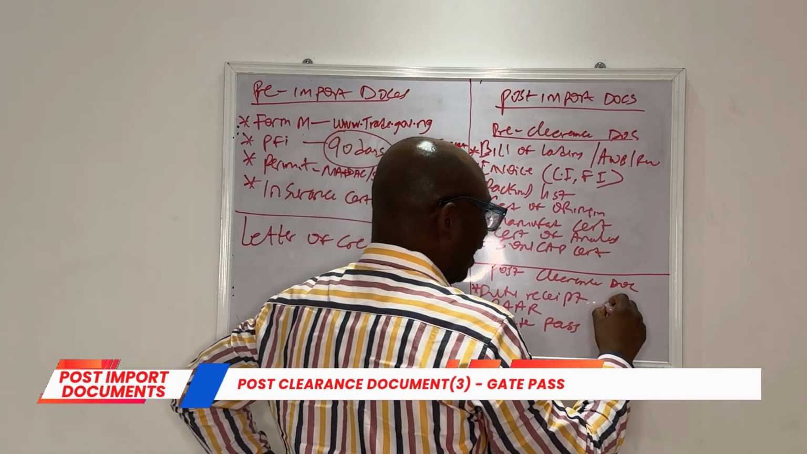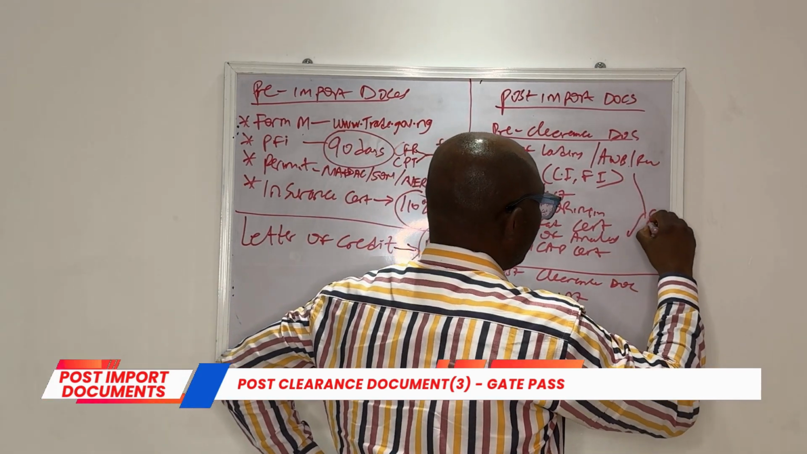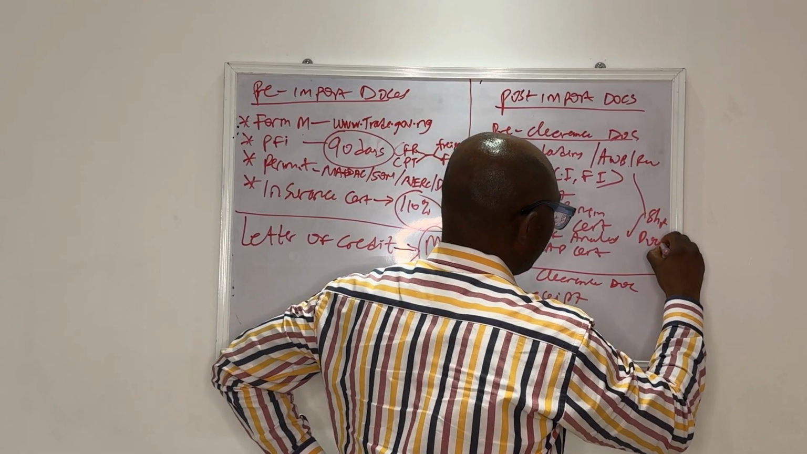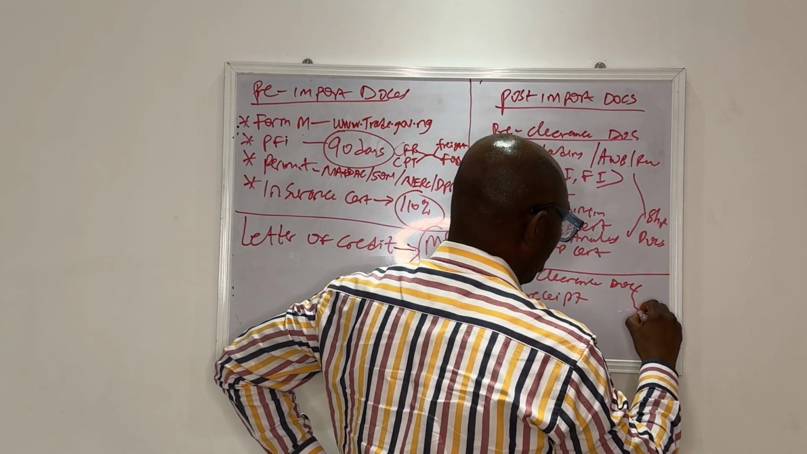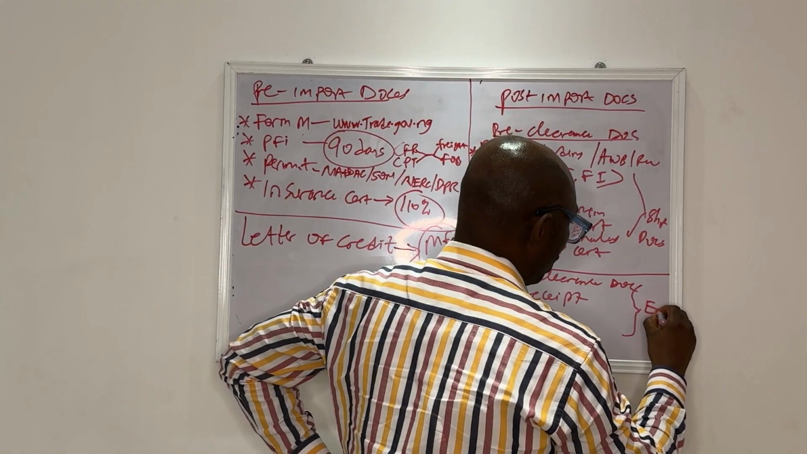Documents are also called shipping documents. This is called exchange control document.